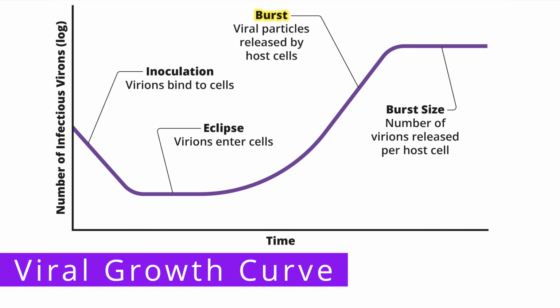Then we have the burst phase, which is where newly created viruses are released, causing lysis of the host cells. Our cool chicken hint to help you remember this phase is that during the burst phase, cells are bursting open and viruses are released. The burst size is the number of virions released per infected host cell. This number can vary widely, from 20 to over 1,000, depending on the type of virus.